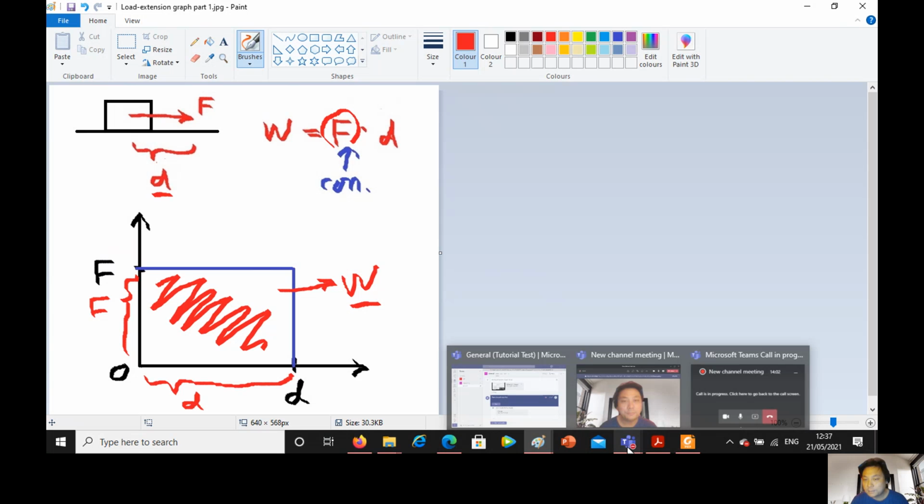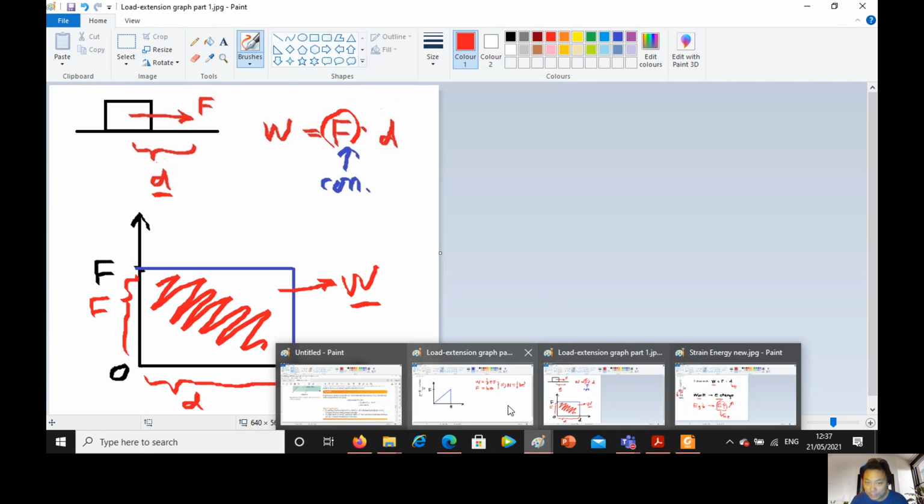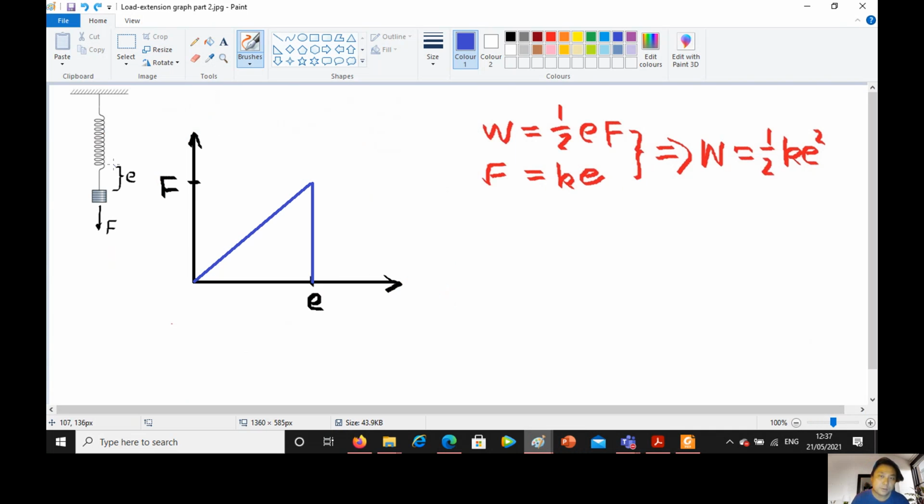Now let's look at the case of the spring. If I have a spring here, because of the load it has been extended. Then we can plot F, which in this case is the load, against the extension. The extension is just the displacement d here. Let's change the color to red. The graph should be like this, based on Hooke's law, because in Hooke's law F equals K times E. That's why it's a linear line here.